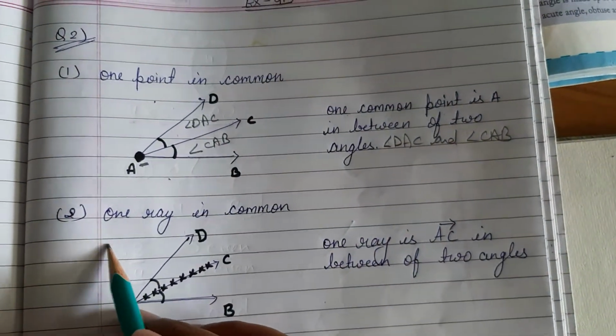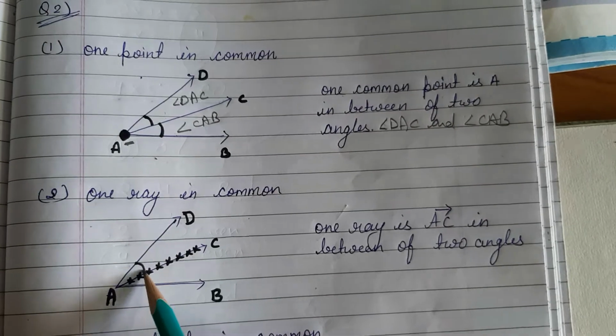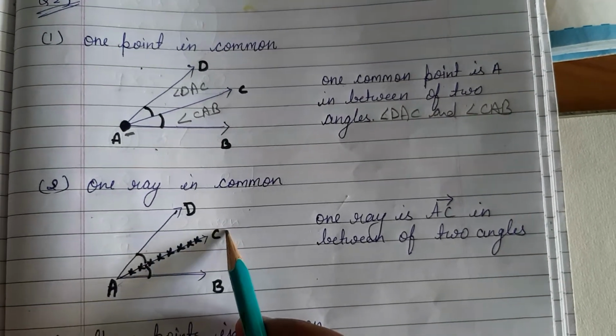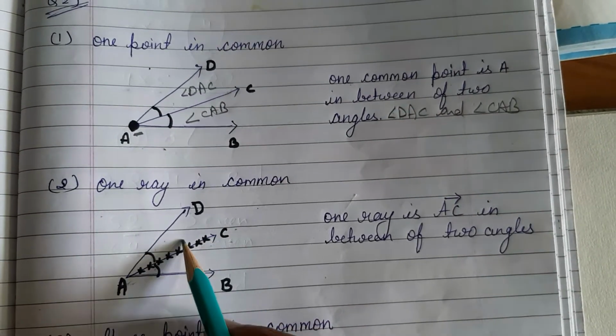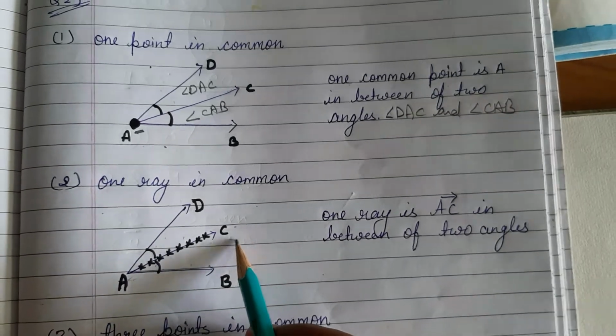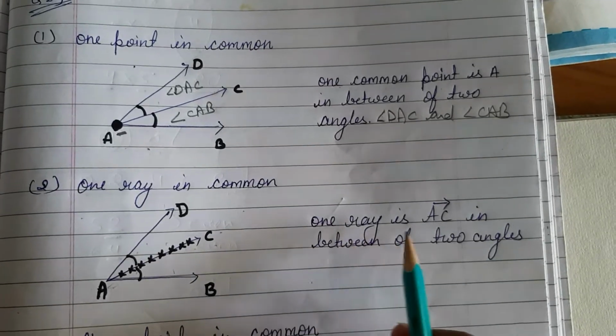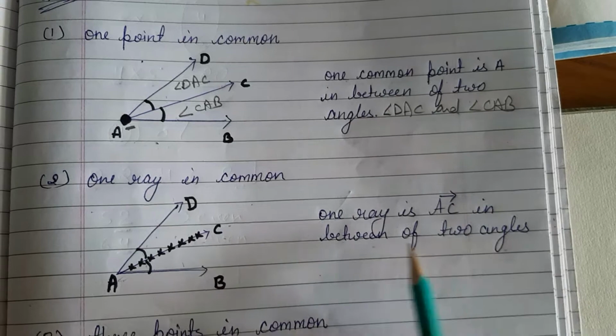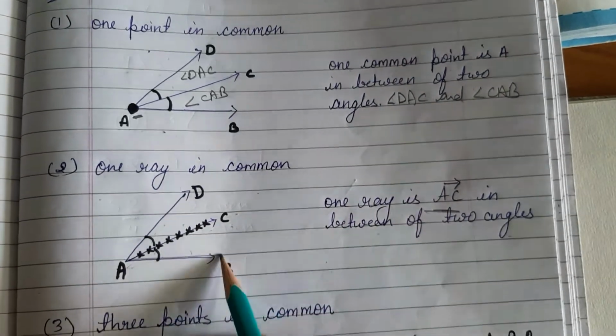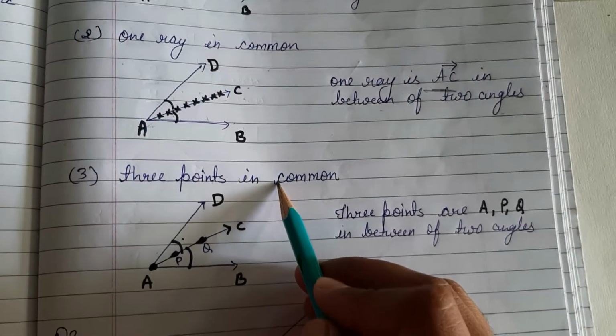Second is asking for one ray in common. In these two angles, this is a ray. This ray is common between the two angles. That is the answer, AC. So the answer is one ray, AC, in between the two angles.